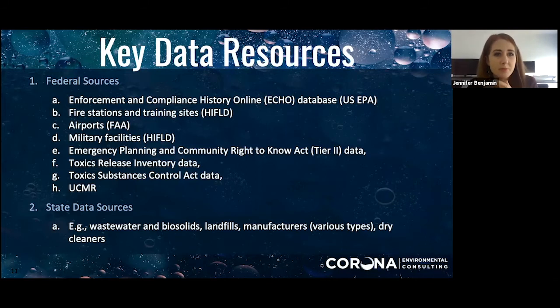We also, from federal sources, were able to get some federal permitting data related to hazardous chemical storage. So that would include things like Tier 2 hazardous chemical storage data from the Emergency Planning and Community Right to Know Act. We also used the Toxic Release Inventory data from the EPA and Toxic Substances Control Act data. And then we also looked at UCMR sampling data as well.